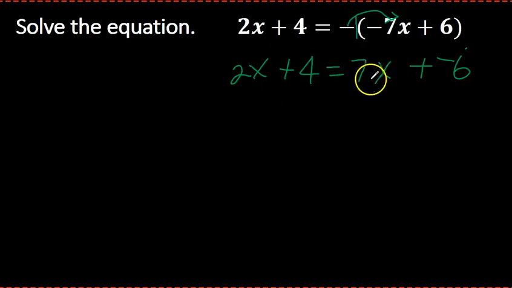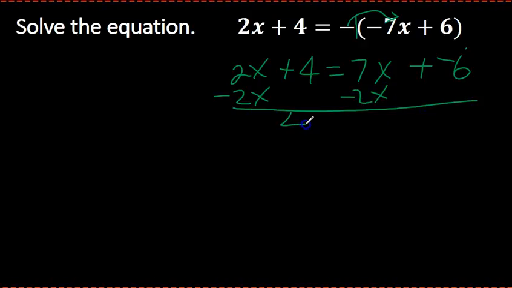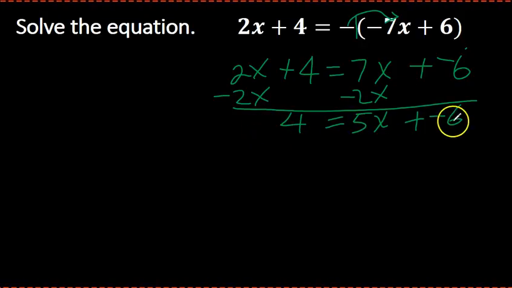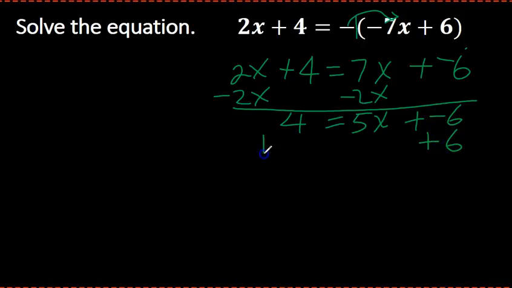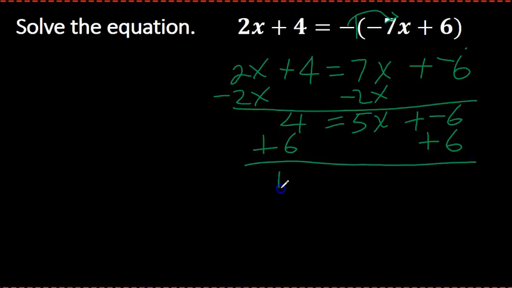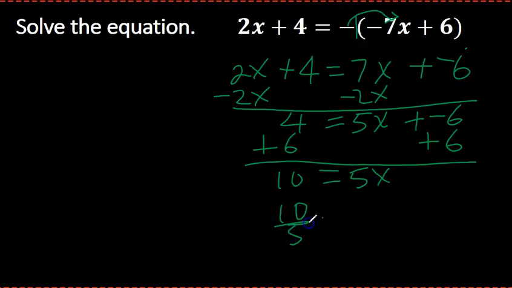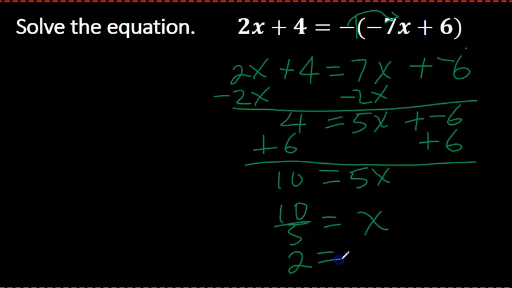Next, we are going to move all the variable terms to one side, so we can subtract 2x from both sides. I always find it helpful to move the smaller variable term to the bigger one by subtracting it, but you don't really have to. So 7x minus 2x is 5x, and then this is plus -6. Now we only have 5x on this side. We're going to add 6 to both sides to move the constant term. So 4 plus 6 is 10, and this is 5x. Next, divide both sides by 5 to get x by itself, so 2 equals x.